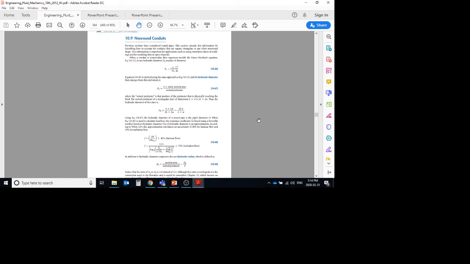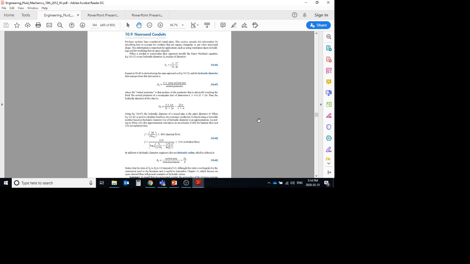Now, if the pipeline is not circular, if it's a conduit, then the formulas would be the same, but instead of the diameter, we use an equivalent diameter. That's what we usually call hydraulic diameter. The formula of hydraulic diameter is 4 times the cross-sectional area divided by the wetted perimeter, and wetted perimeter means how much of the boundary the fluid is in contact with inside the pipeline. So we have a formula for that.